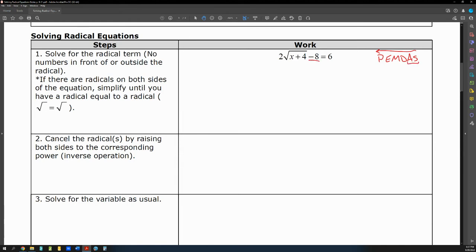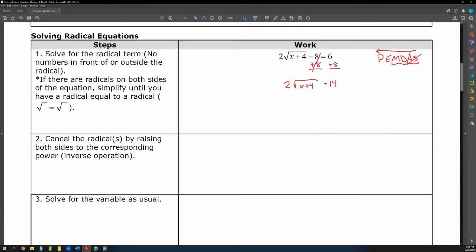I notice that we have a minus 8. So in order to undo that, I'm going to do the inverse operation to both sides, which is add 8. On the left-hand side, it cancels. On the right-hand side, we get 6 plus 8 is 14. All that's left over on the left-hand side is 2 times the square root of x plus 4. We've dealt with the addition and subtraction. Now we can deal with the multiplication and division.